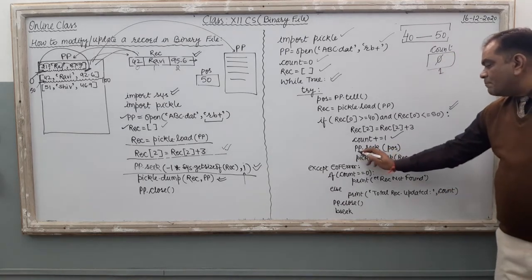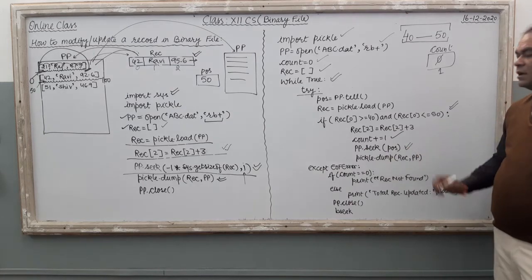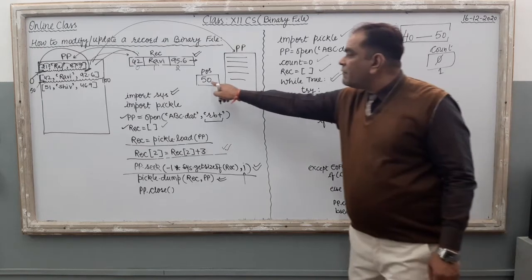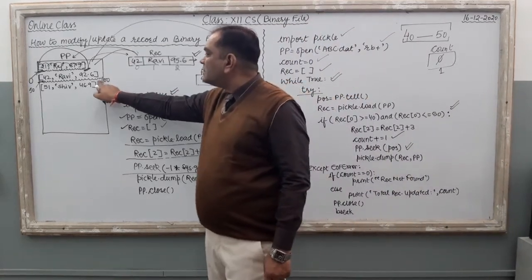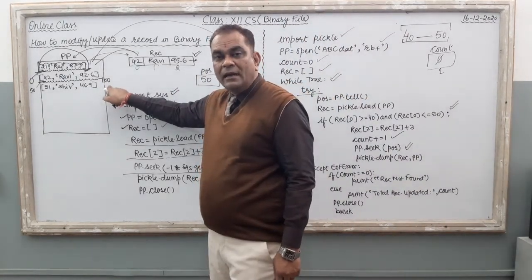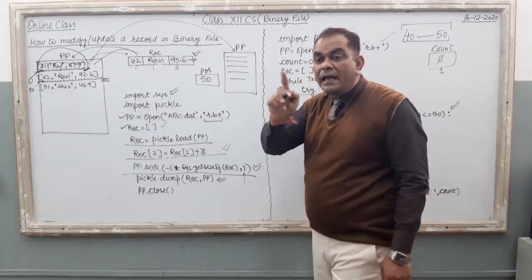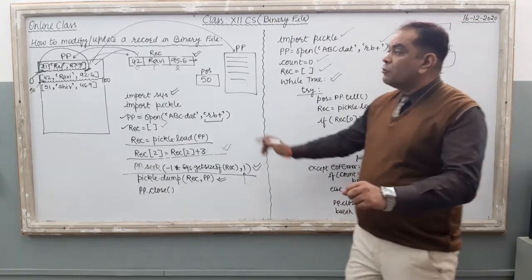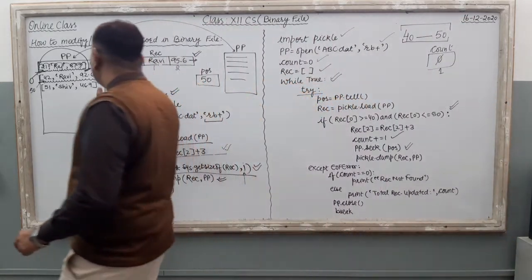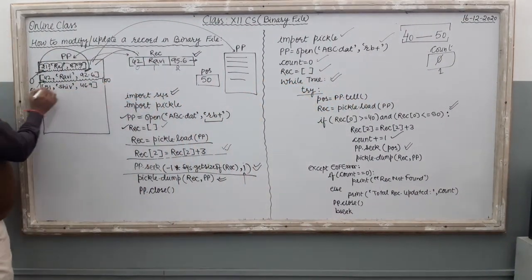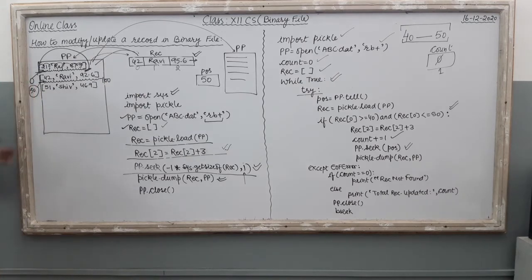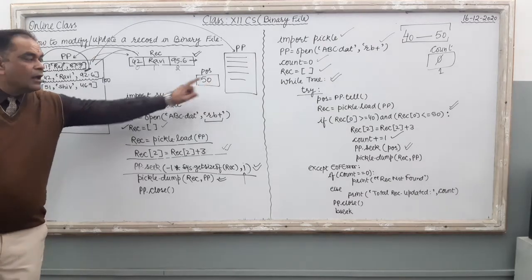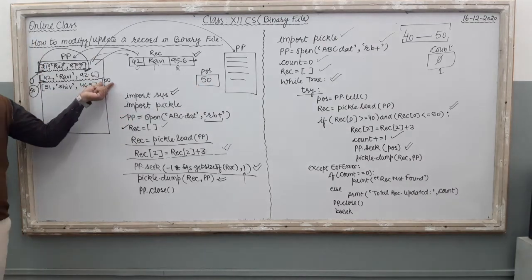Now just see pp.seek(position). In the position variable, what is there? 50. What is the current cursor position? It is 100. Right? The position from before the record was read is available inside position. Now, if you want to make a change in the same record, then you have to come back to this position, 50. So I have stored this 50 inside the position variable. Right now the cursor is at the 100th position.